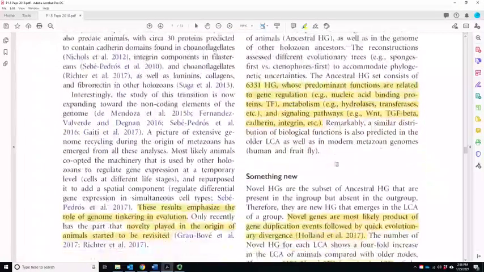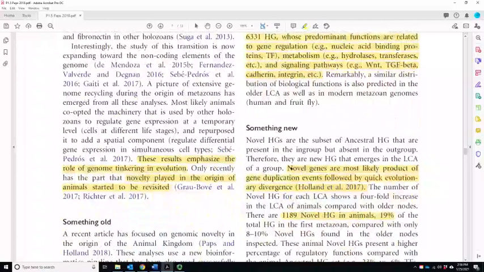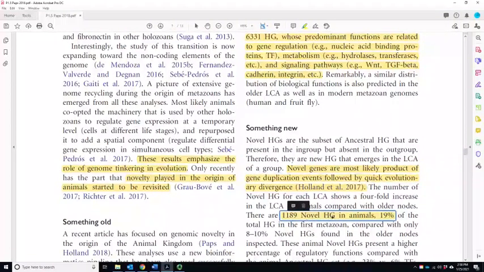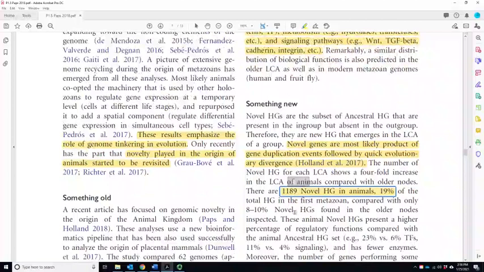Now, the take-home message here is that the new things, the novel genes, are most likely the product of gene duplication events. We'll reinforce that later in the class, followed by then quick evolutionary development. And there are a little bit over 1,000 novel HGs, HG here stands for homologous groups, novel groups of genes that are in animals. Okay, and so these are the key genes to what makes an animal at the genetic level.